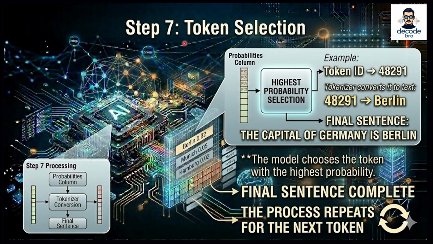Step 7. Token selection. The model picks the token with the highest probability. Token ID 48291, which is Berlin. Finally, your sentence is complete. The capital of Germany is Berlin. Then the process repeats for the next token, building one word at a time.